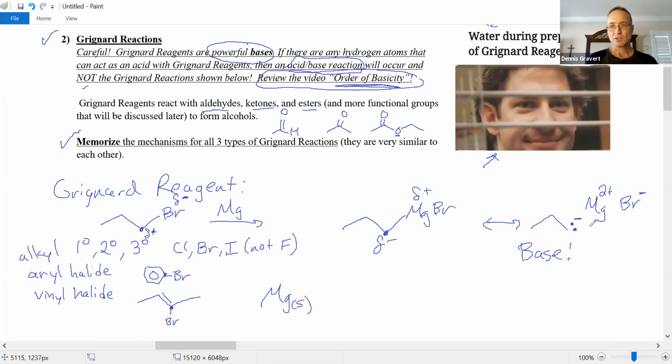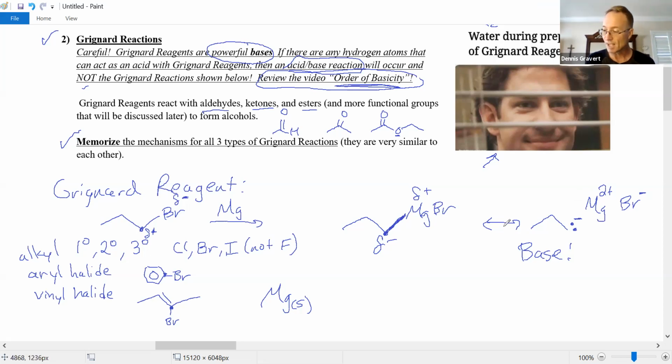Experimental evidence, though, suggests that this is not the correct structure, because if it was ionic, it shouldn't dissolve in nonpolar solvents. And diethyl ether is fairly nonpolar, and the Grignard reagents actually do dissolve in diethyl ether, suggesting that the bond between carbon and magnesium is more of a covalent bond than an ionic bond.